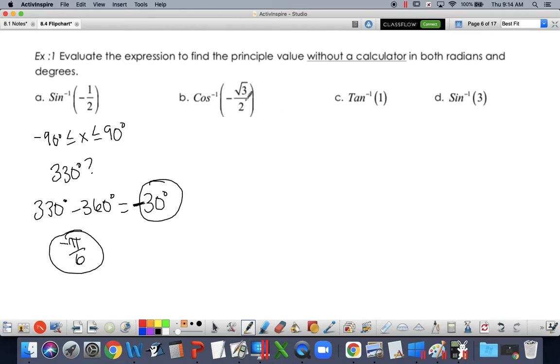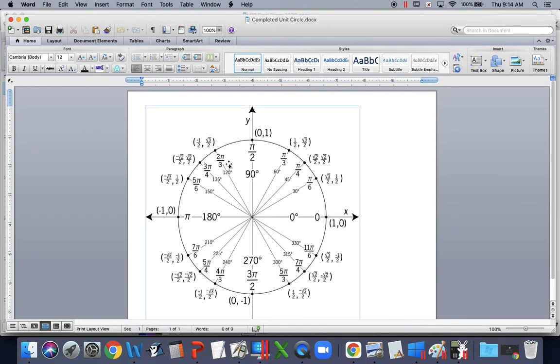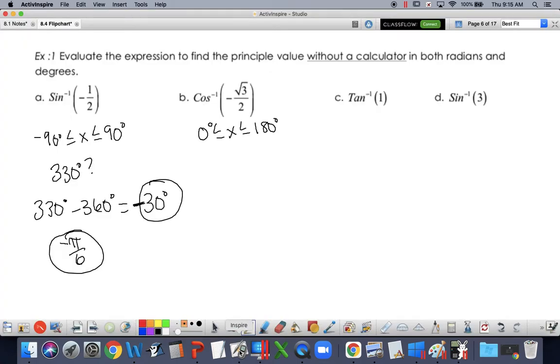Cosine of -√3/2. So our restrictions on cosine are going to be between 0 and 180 degrees. These ones are a little bit easier. So I'm going to look at my unit circle. I'm going to say, okay, on these two quadrants, quadrant 1 and quadrant 2, that's where cosine is going to be restricted to. I want the cosine to be -√3/2. Well, here it is over here. It's 150 degrees, or 5pi/6. So that's kind of nice and easy. I get 150 degrees or 5 pi over 6.